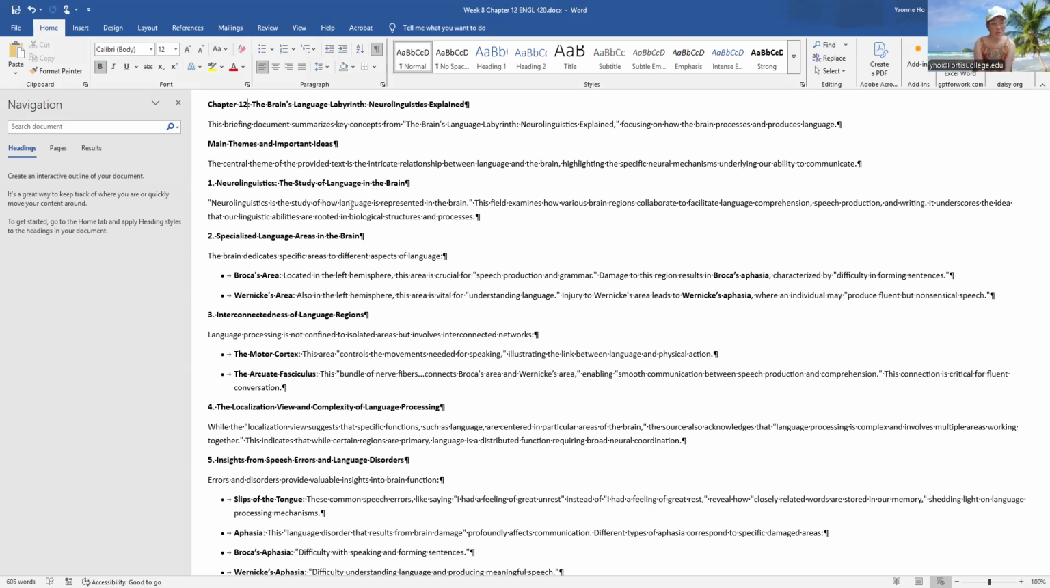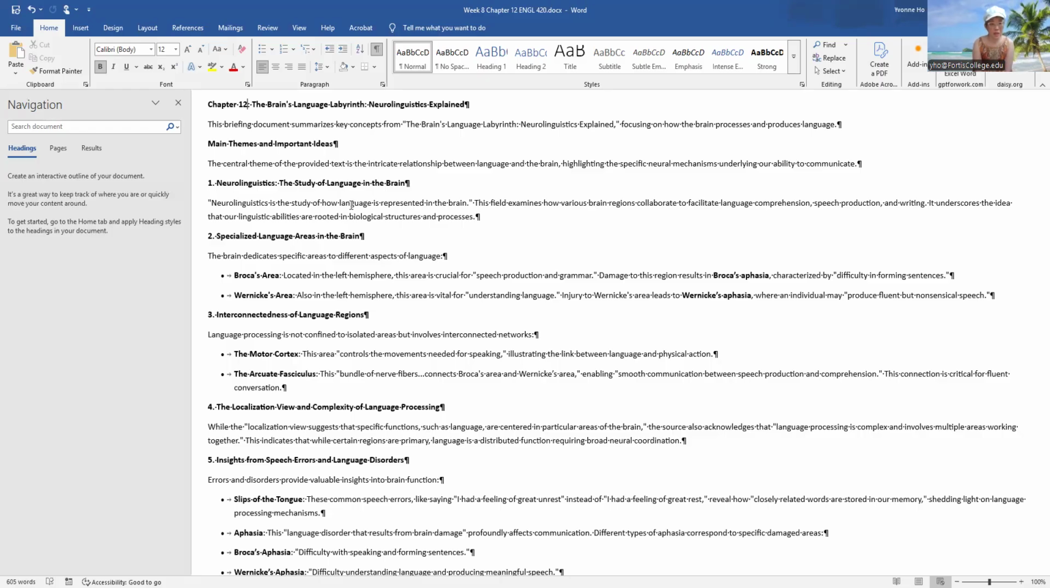Broca's area, located in the left, well, your left is my right, but my left here is where my language skills are. Broca's area, located in the left hemisphere, is crucial for speech production and grammar. Damage to this area results in Broca's aphasia, characterized by difficulty in forming sentences. Wernicke's area, also in the left hemisphere, is vital for understanding language. Injury to Wernicke's area leads to Wernicke's aphasia, where an individual may produce fluent but nonsensical speech.